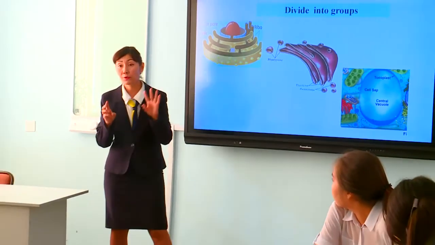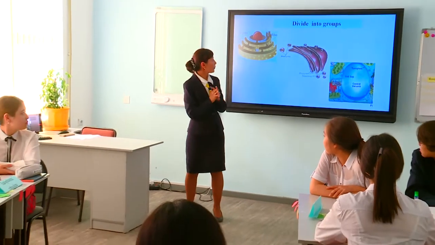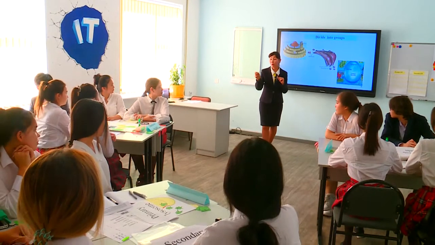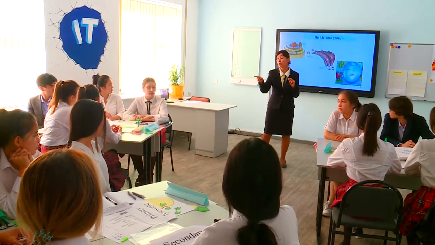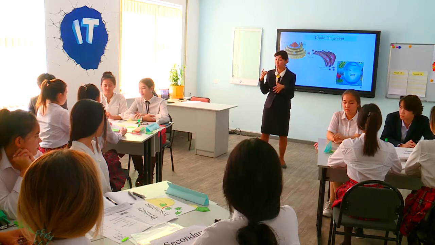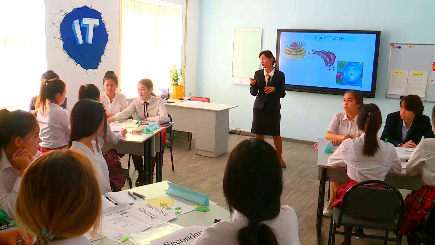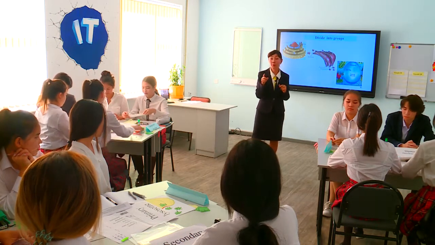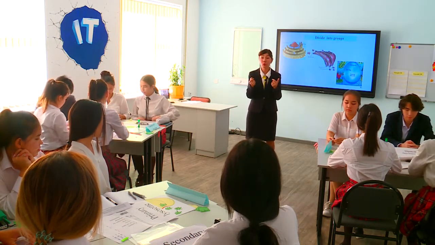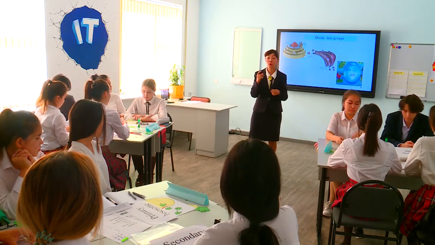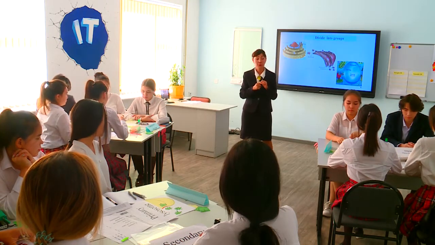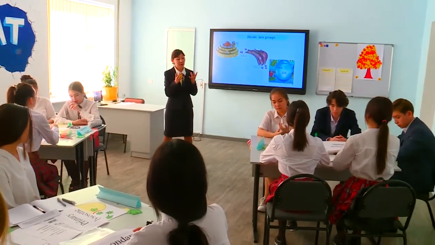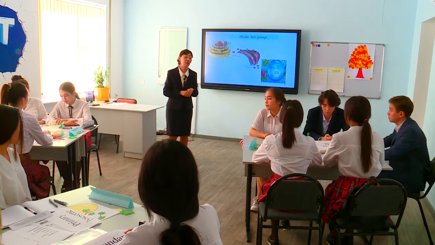You are divided into 3 groups. Listen to my instruction. The first group, you prepare information for endoplasmic reticulum, about structure and function of endoplasmic reticulum using the mental map strategy. The second group, show information for Golgi apparatus and lysosomes, and the third group make the cluster using the word association.